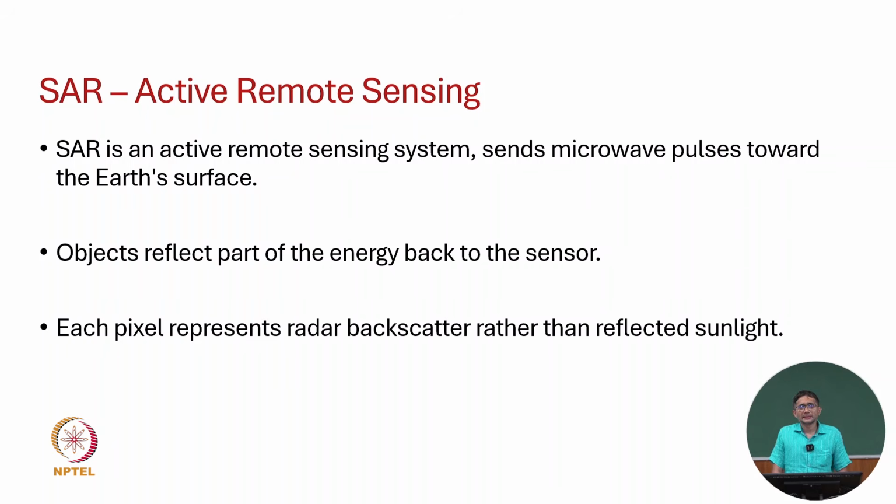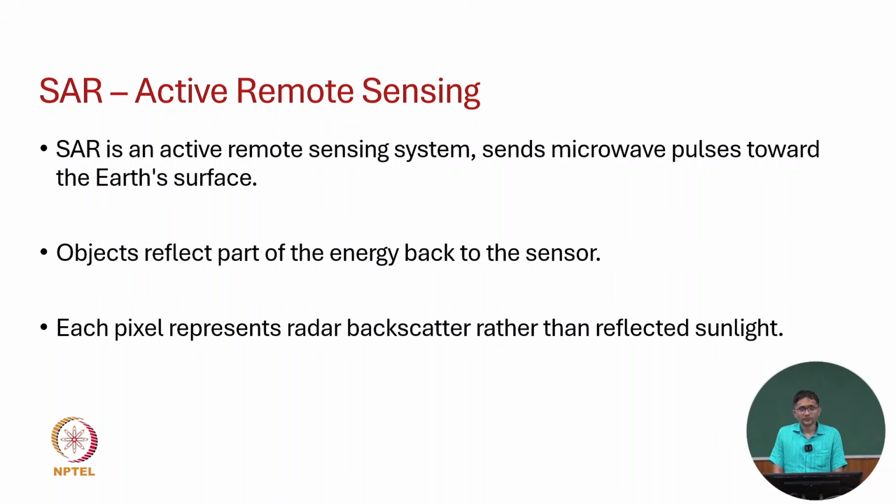So SAR is an active remote sensing system that sends microwave pulses toward the Earth's surface. Objects reflect part of the energy back to the sensor, and each pixel then represents radar backscatter rather than reflected sunlight.